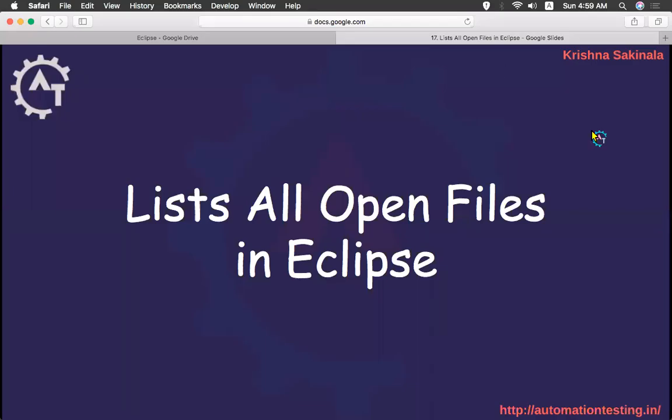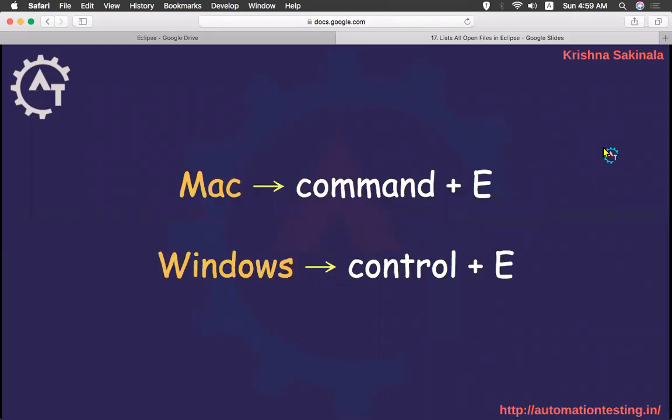Hi, welcome to automation testing. In this video we'll see how to list all open files in Eclipse. I want to see all the open files in Eclipse. For that we have a shortcut called Command E on Mac, Control E on Windows.